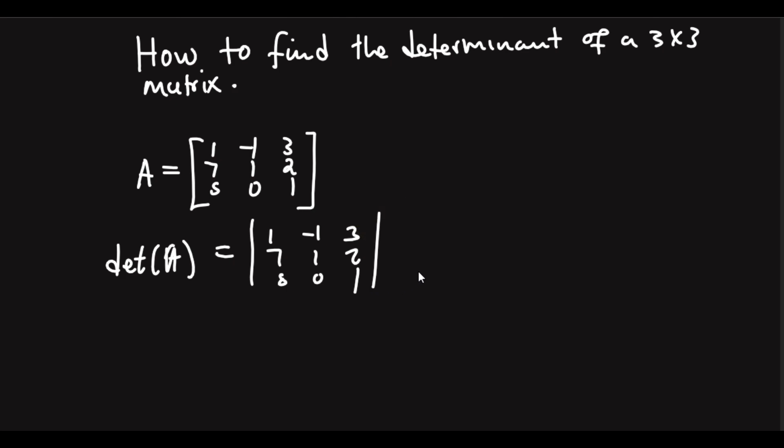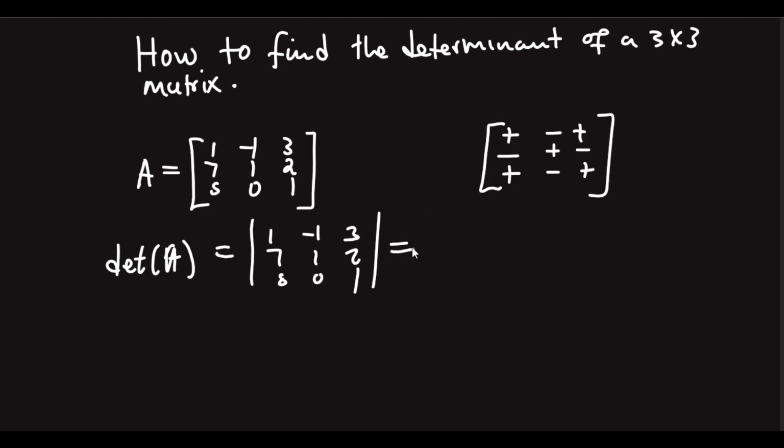Now I am going to use cofactor expansion to find the determinant of A. In order for you to be able to use cofactor expansion, you must simply know what we call the checkerboard. For all our entries of a 3x3 matrix, we have positive, negative, positive, negative, positive, negative, positive, negative, positive. This is our checkerboard.